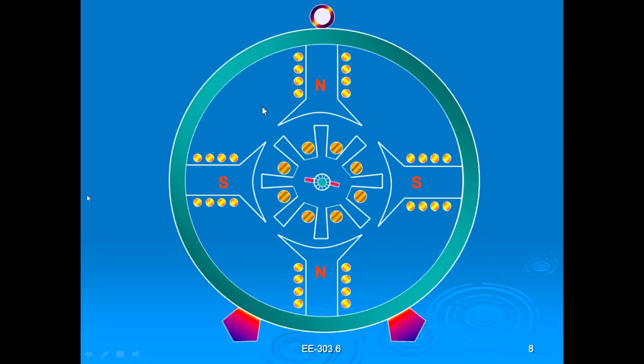So up to now it is clear. We want to place a conductor in the presence of the magnetic field.